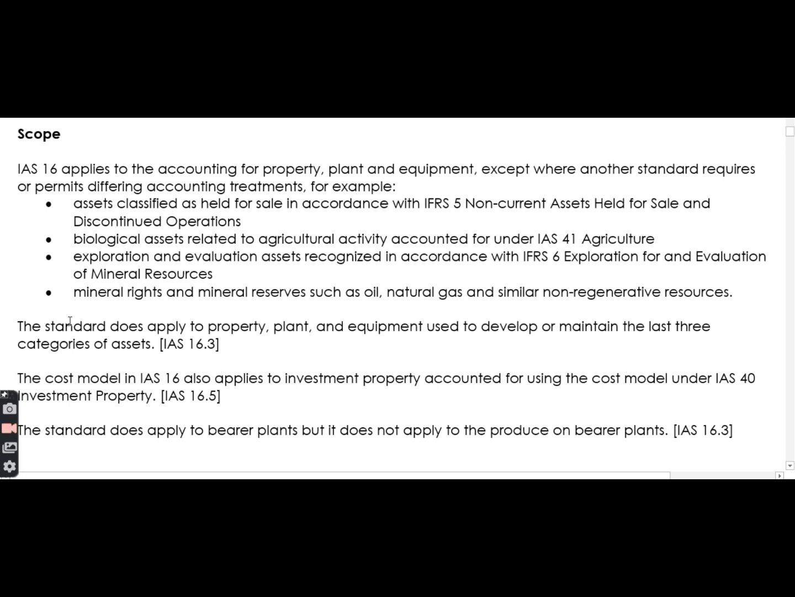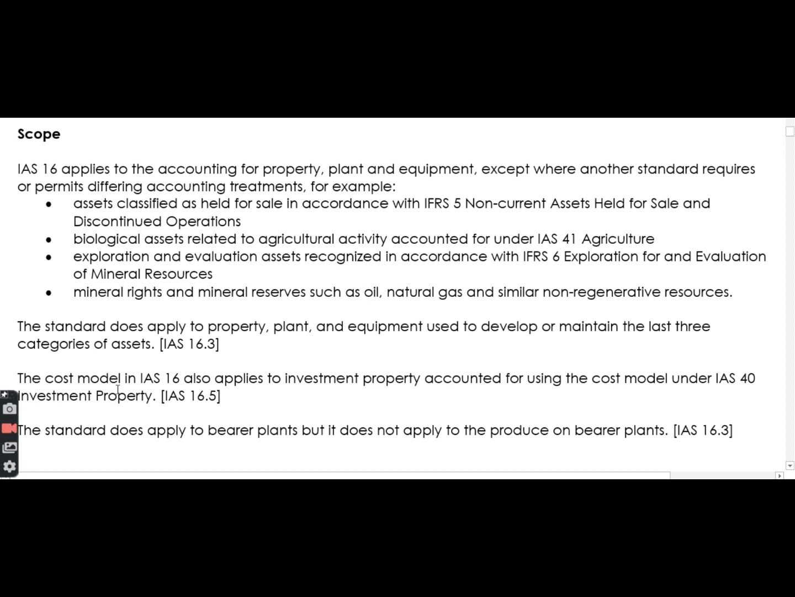Also, the standard does not apply to PPE used to develop or maintain the last three categories of assets. So if we have PPE that are used to develop or maintain the categories provided here, then it is also not going to be covered by IAS 16 because it will be going to the specific standard that covers them.